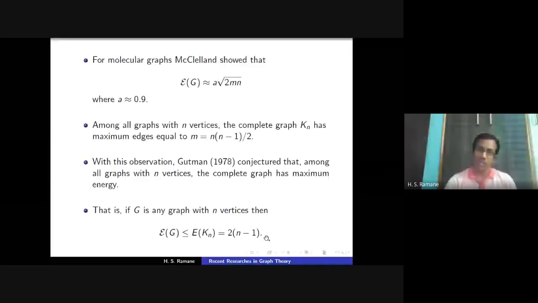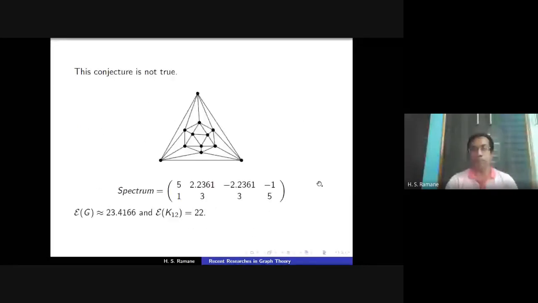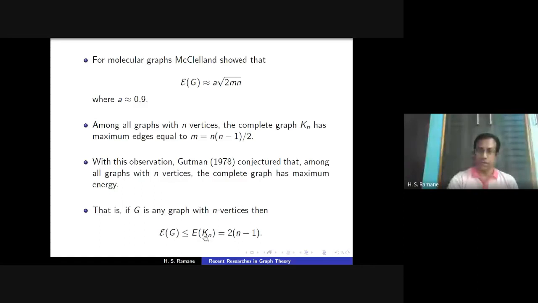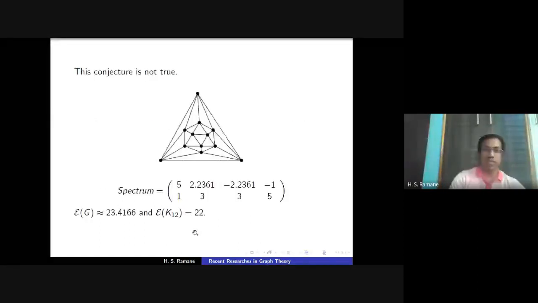But that is not the case. They observed this because it is a molecular graph, but in general, it is not possible. Consider this graph, the icosahedron, on 12 points. Its spectrum is given in this bracket, and if you calculate, the energy is 23.4166, and the energy of the corresponding complete graph is 22. So the energy of this graph is more than the energy of the complete graph K12. So this conjecture is not holding, it is not true. For some graphs it holds, but not in general.